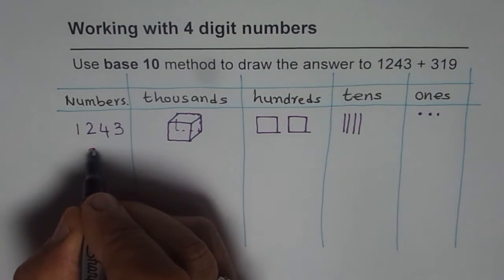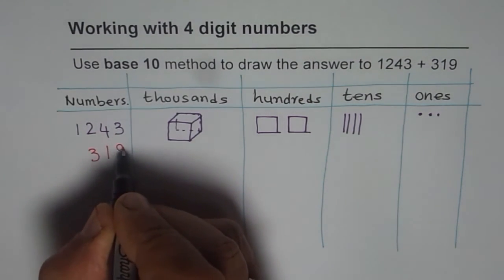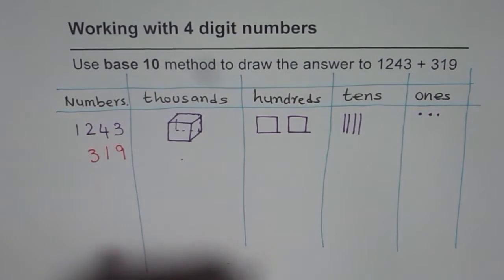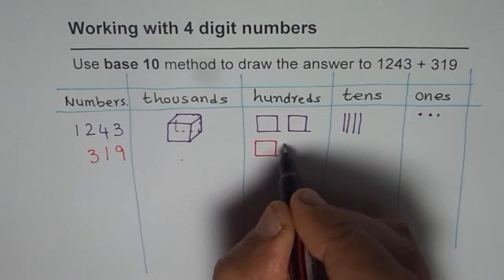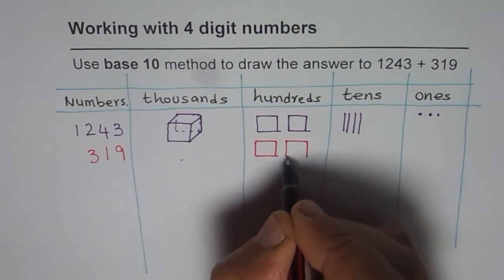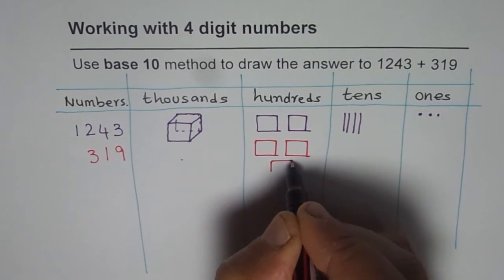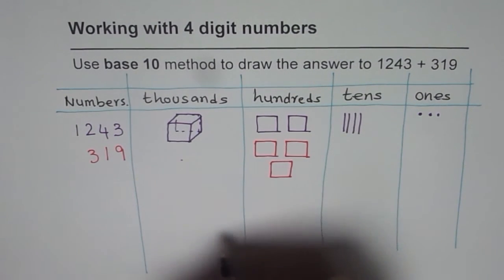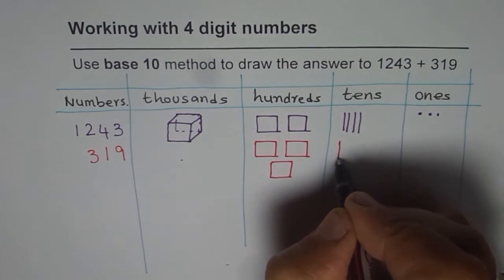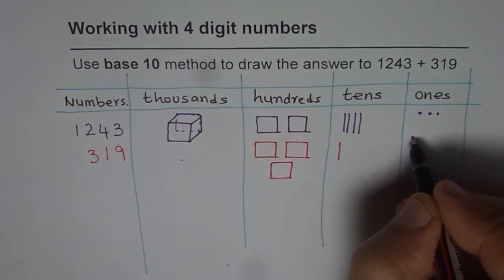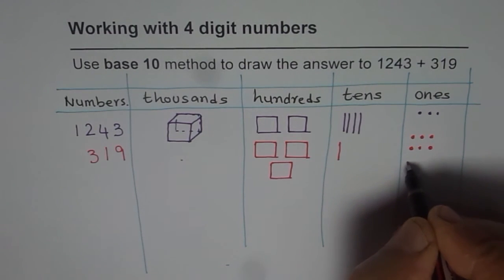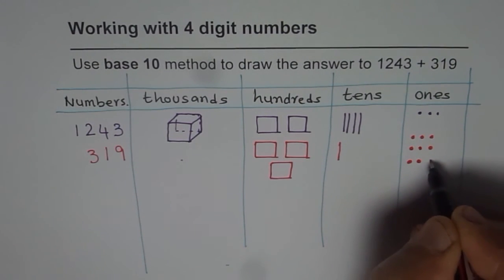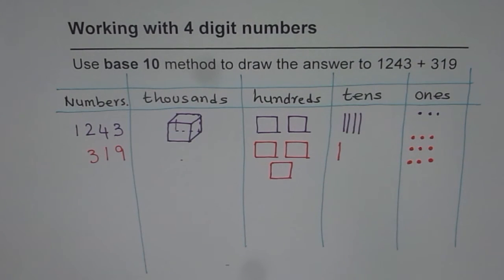So now let us draw 319. 3, 1 and 9. How many thousands? None. How many hundreds? 3 of them. Okay, so let's draw 3 squares to represent 3 hundreds in base 10 model, right? How many tens? Just 1. And ones, we have 9 ones. Okay, 1, 2, 3, 4, 5, 6, 7, 8, 9 ones.